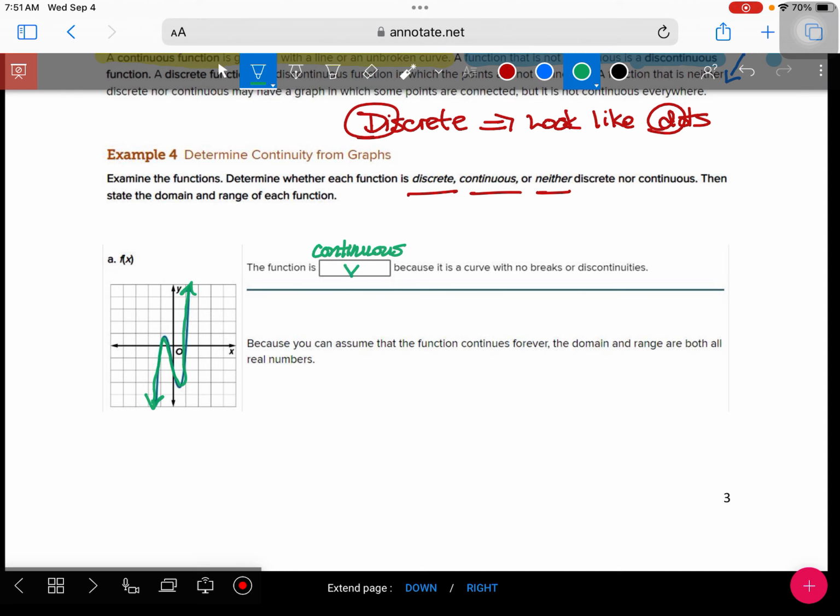Because you can assume the function continues forever, the domain and range are both all real numbers. Okay? Domain and range are all real numbers. Because it's going up and out and down and out. Any questions about that one?